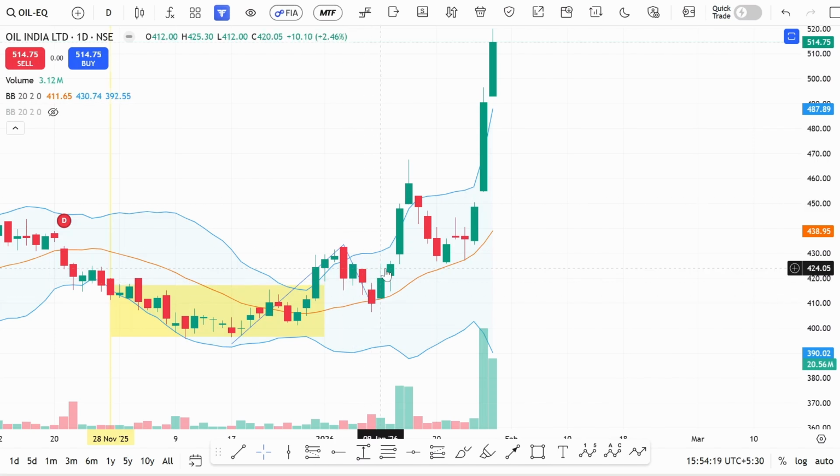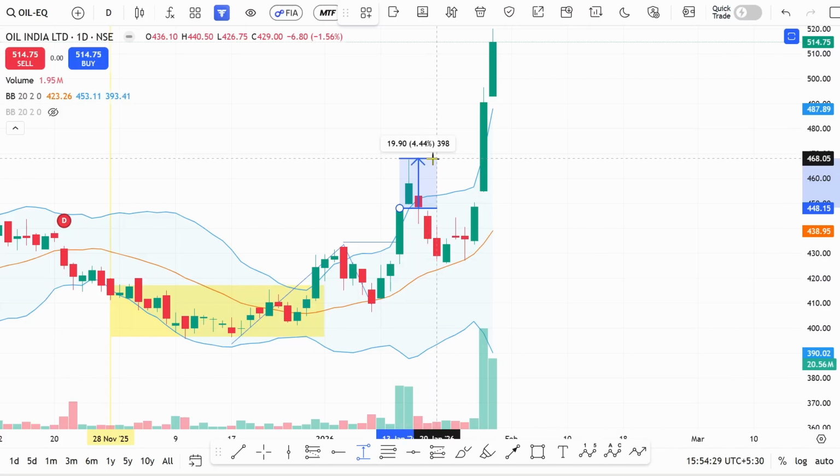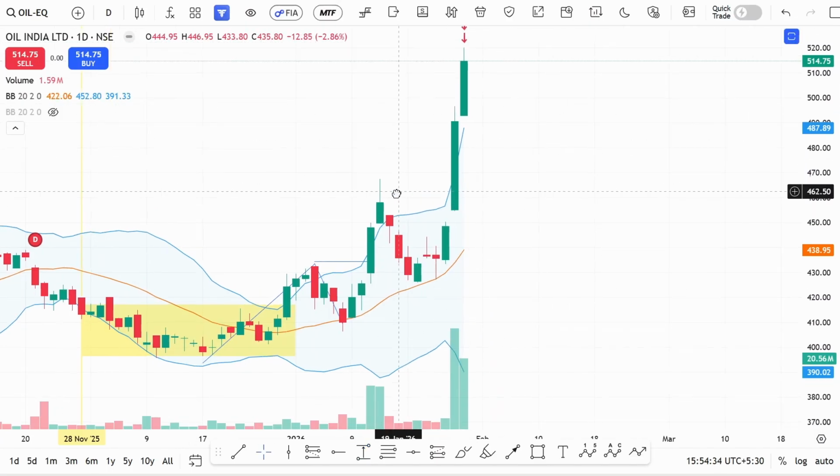1 2 3 4 5 6 days, the correction is over, and we got a breakout here. You can see we got a breakout, and this is a trade where we try to take the entry at the closing, and the immediate next day the stock has shot up 4.4%. This is a heavyweight stock, it's in derivatives, so it shot up 4.4%.